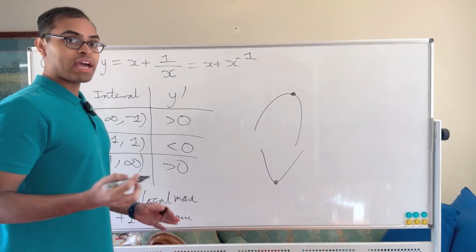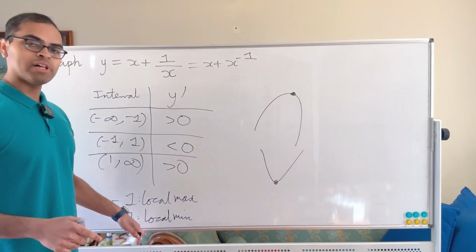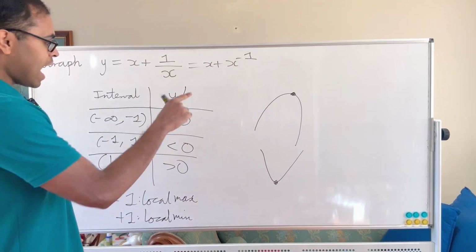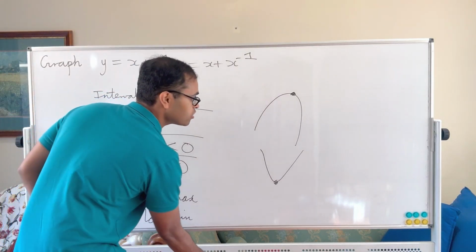Now we could have also calculated the second derivative, and we will do that. But you see that minus 1 and plus 1, you can find out what they are just by looking at the sign change of the derivative. And anyway, knowing the derivative is going to be pretty important. So let's now work out how the graph is going to be.